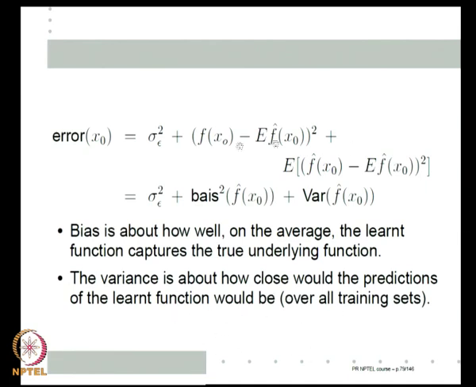If the predictions are close together, the variance will be small; if predictions are different, it will be large. Right. So, the variance is about how close the predictions of the learned function would be over training sets, and that is important, because I will essentially learn with only one training set, right. I can't average over all possible training sets.